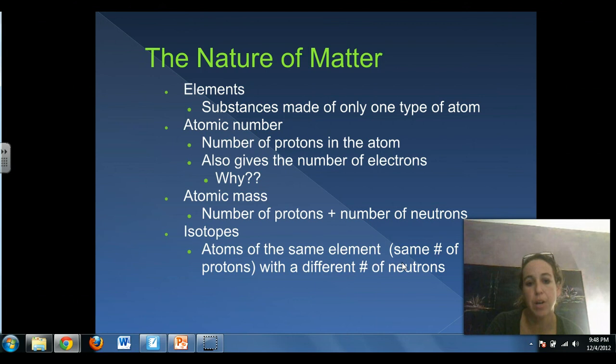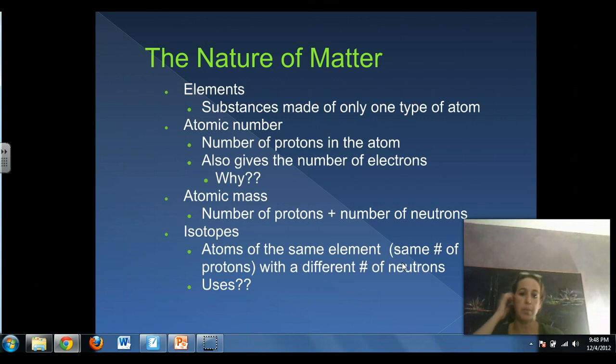So isotopes are atoms of the same element. So that means that they have the same number of protons, but they have a different number of neutrons. Since neutrons have a neutral charge, they don't change the identity of the atom. And they are important in science for a couple of different reasons.